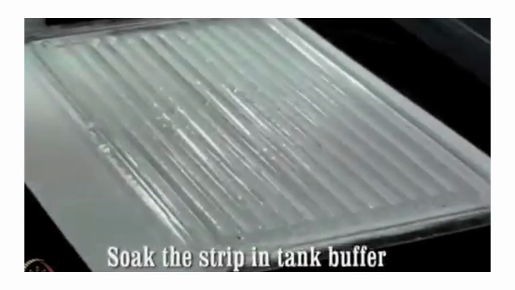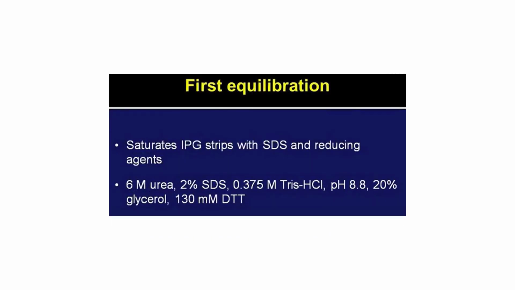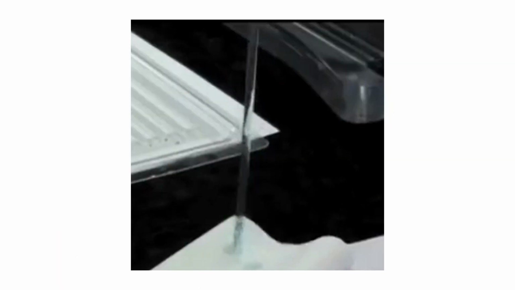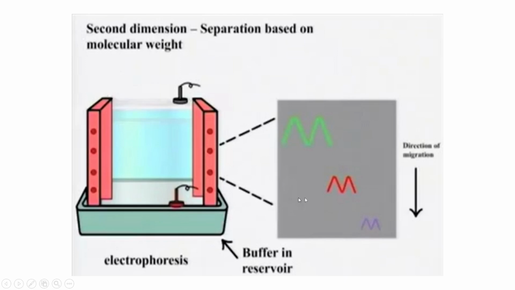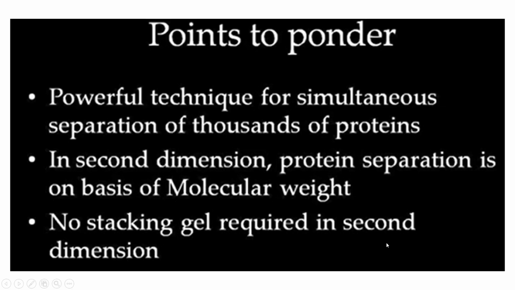So what do the first equilibration step and second equilibration step do? We already discussed the chemistry, but we can discuss a bit more regarding it. SDS basically gives a negative charge to the proteins, so that the proteins are able to separate from negative to positive in the electrophoresis unit. And this separation is on the basis of molecular weight. Higher molecular weight proteins resolve a little slower, whereas lower molecular weight proteins move faster and resolve faster. So it is a powerful technique for simultaneous separation of thousands of proteins.